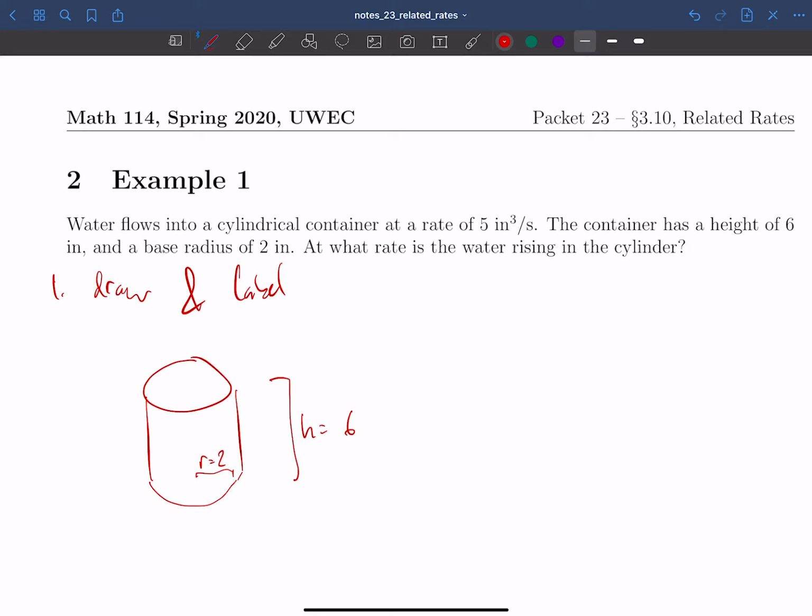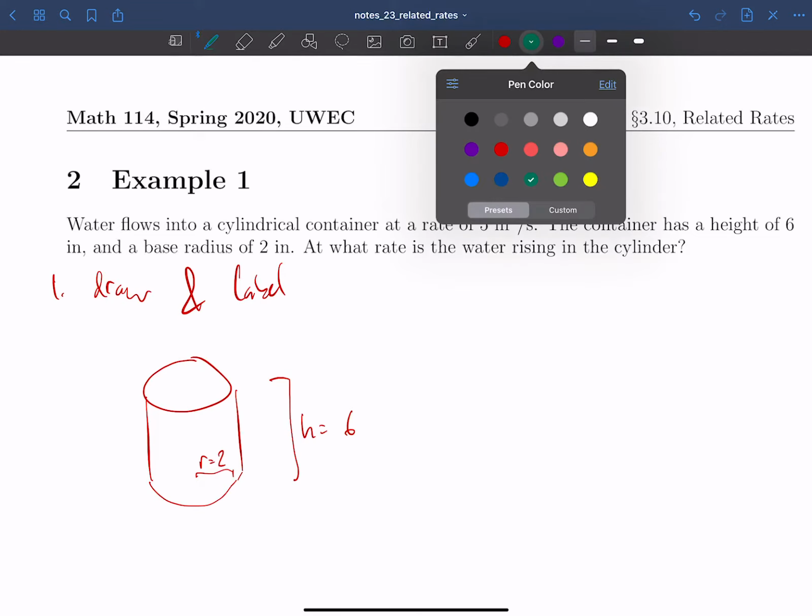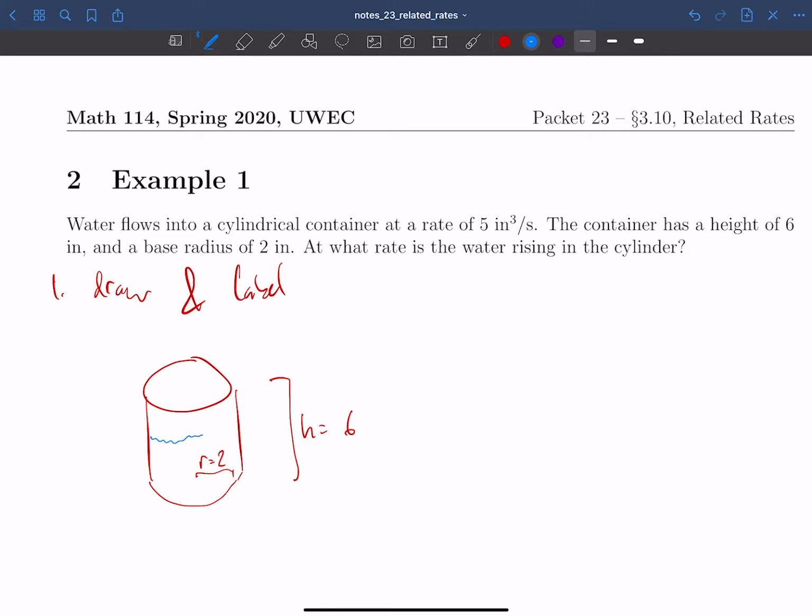Okay, I think that there's a little bit more that we can label in this problem. Let's call this height W. That's the height of the water. And there's, say, a faucet or a spigot, and water is flowing out of that spigot at a rate of 5 inches cubed per second. I'll put my units back in here. And the origin is right here.